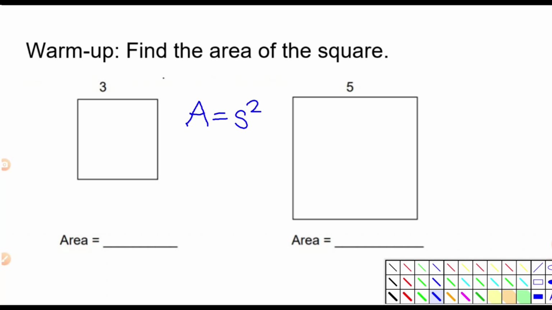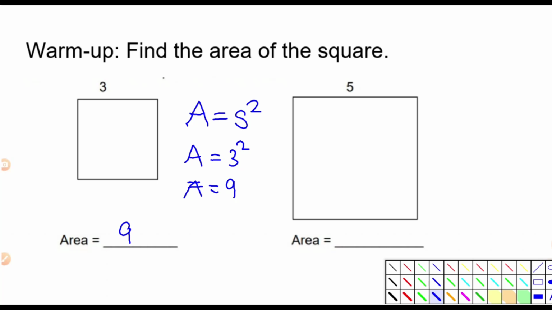So really, all we have to do is, if we know one side of a square, because all sides are the same in the square, then you just square that value. So for this first problem, my area is going to be equal to 3 squared, which is 9. Perfect. So the area for this one is 9.